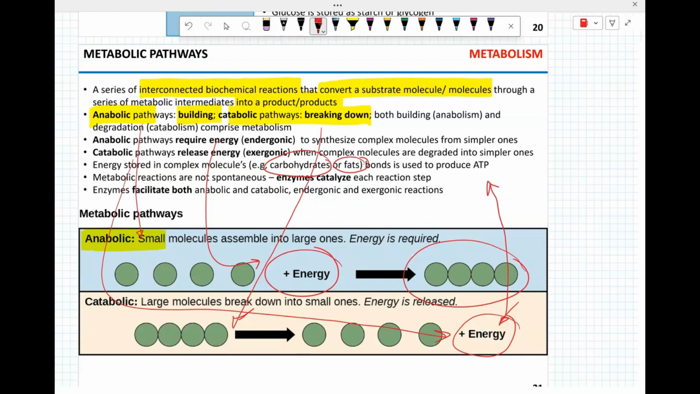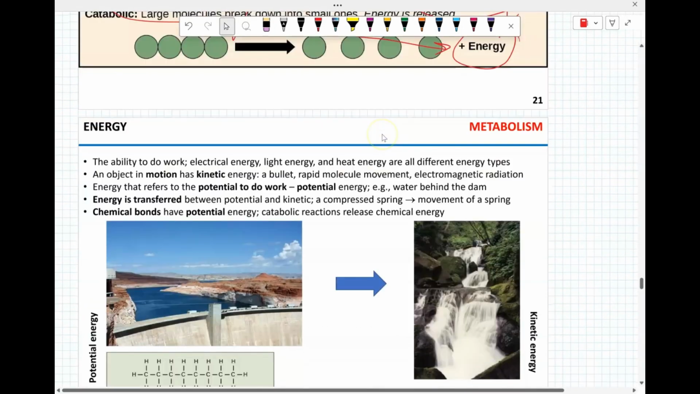It's important to note that metabolic reactions in the cells are not spontaneous. In other words, they can't occur without catalysis by the enzymes. Enzymes in the cell facilitate or catalyze all reactions, anabolic or catabolic, exergonic or endergonic.